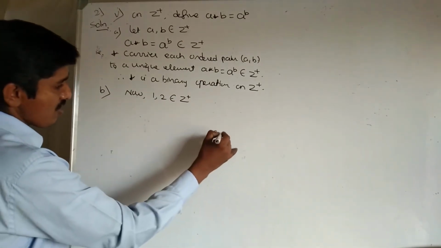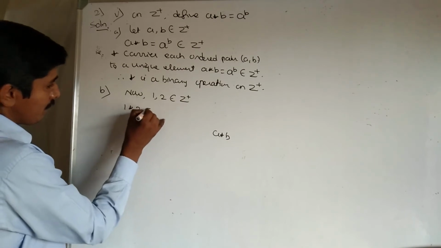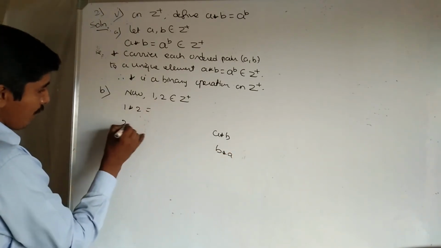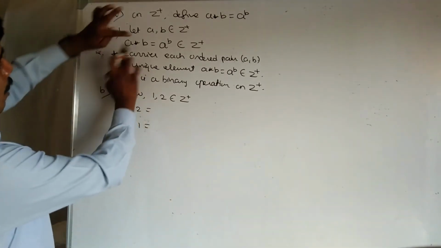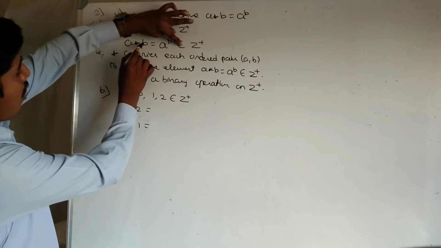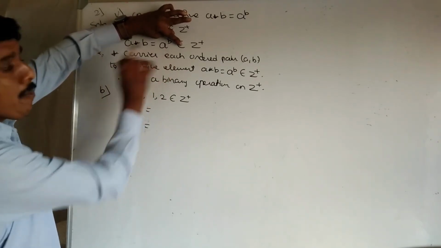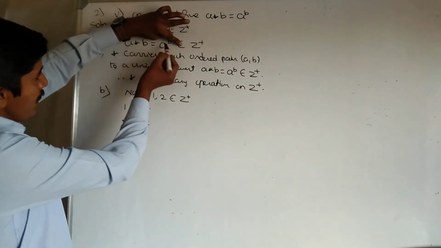LHS: A star B, so 1 star 2. RHS: B star A, which means 2 star 1. The binary operation is defined by A star B equal to the first element A power the second element B, that is, A power B. Mind it: A star B is A power B.